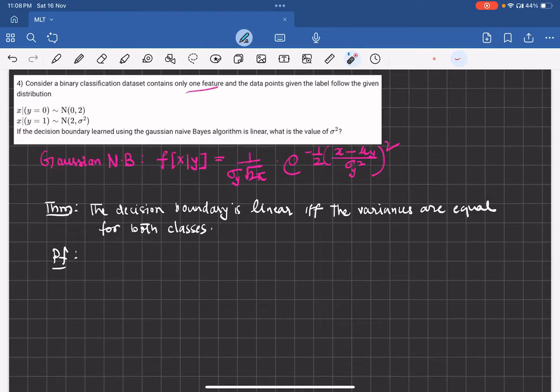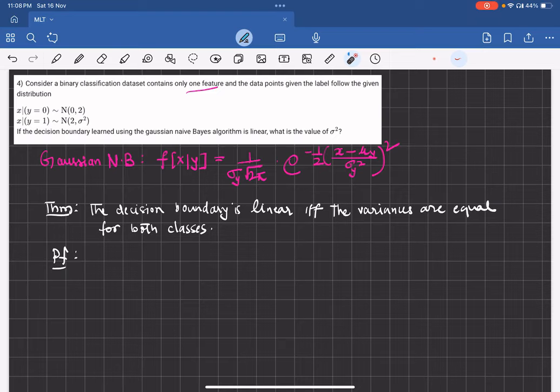Here we have a problem with only one feature, and this is a Gaussian naive Bayes problem. What does that mean? That means we assume that the data points given the class are normally distributed. Furthermore, it says that the decision boundary is linear. Then what will be the value of sigma square? Let's try to find that out, but before that, let's recall what Gaussian naive Bayes says.